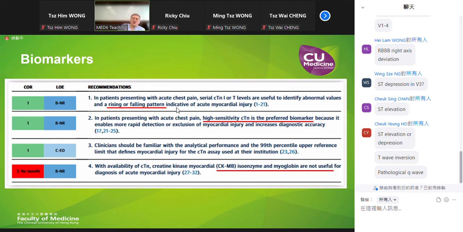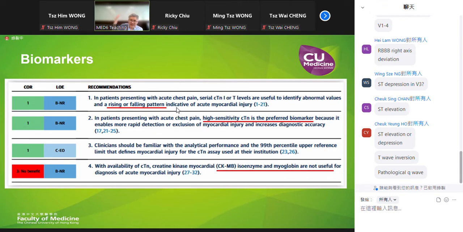It's not just looking for an elevated biomarker. You want to see a rising trend and also a falling pattern to confirm, because some people could have persistently high troponin. Some people have a very low elevated troponin that doesn't go up, doesn't go down, and so is not necessarily an MI. So you have to look at multiple enzymes, look at a rising, falling trend.